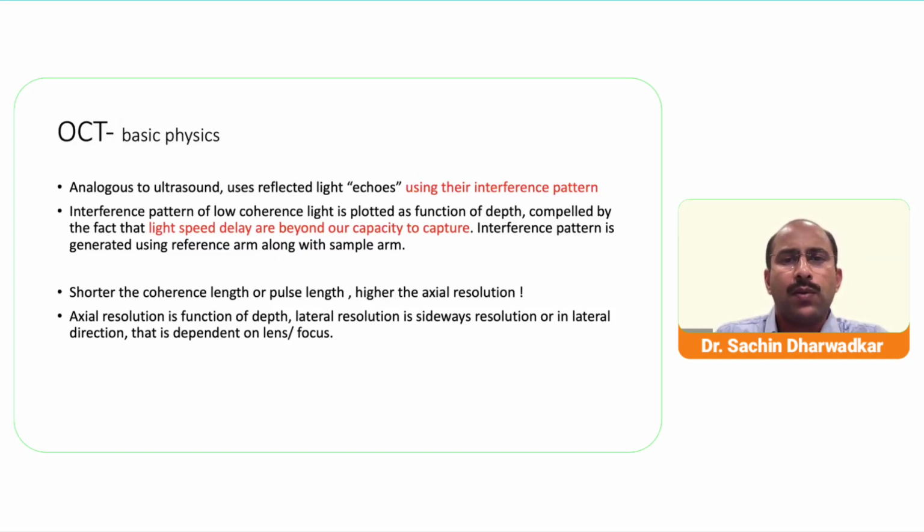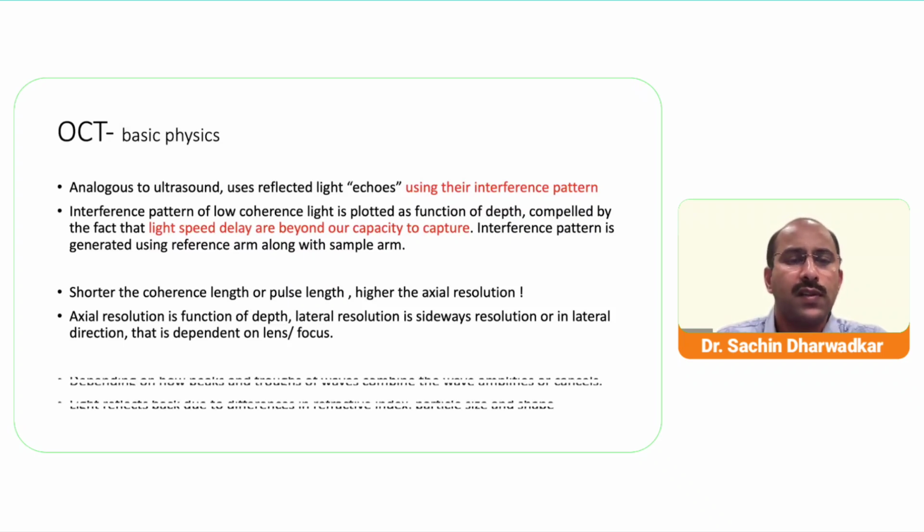A couple of things of physics that you really need to understand is that the shorter the coherence length or the pulse length, the higher is the axial resolution. This is the clinical or the applied part of the physics that you need to understand. Axial resolution is a function of depth. Lateral resolution is a sideways resolution, or in the lateral direction, and it's dependent on the lens or focus. So the important aspect is the axial resolution, because you will see that the lateral resolution of most of the machines is nearly similar; it's axial resolution which makes the difference.